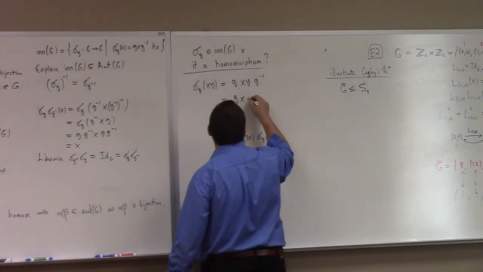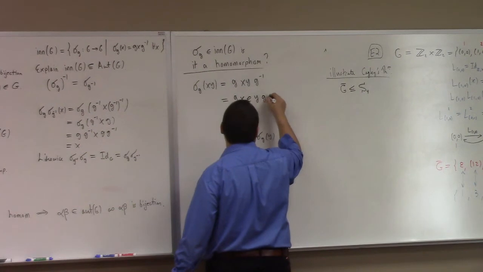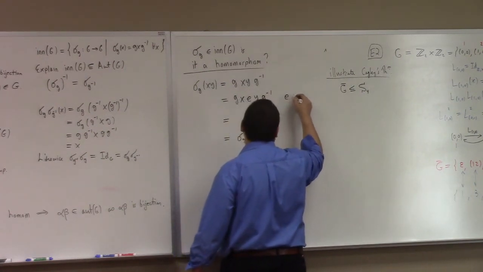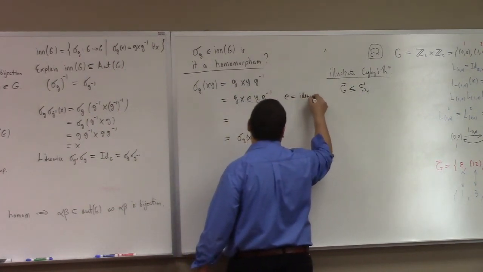G, X, E, Y, G inverse. I'm supposing E is equal to the identity in G, okay?